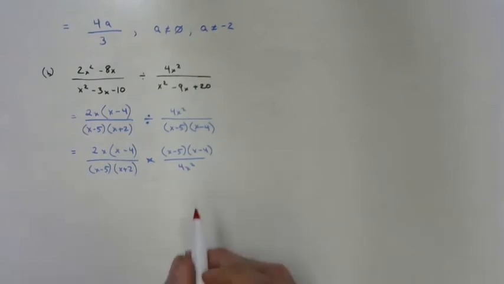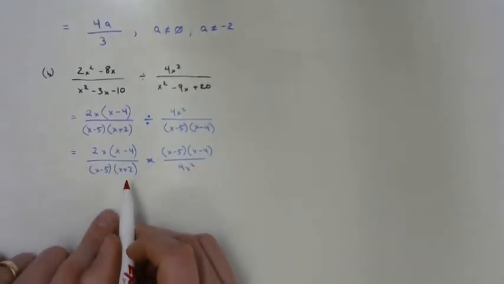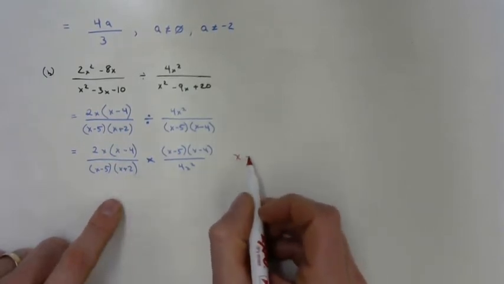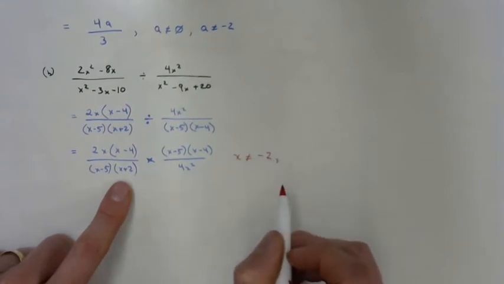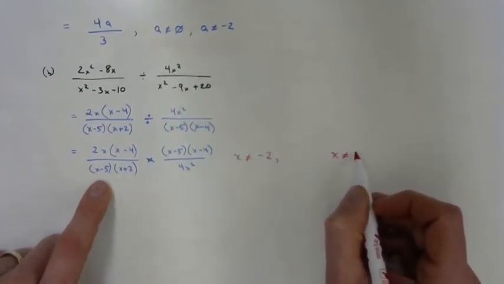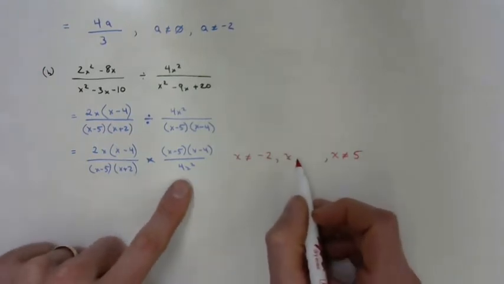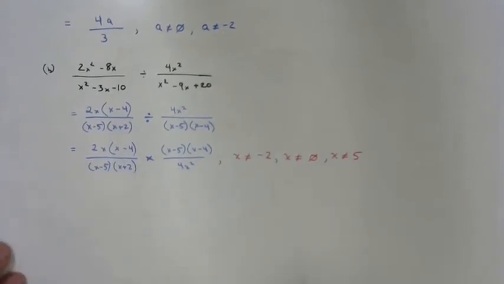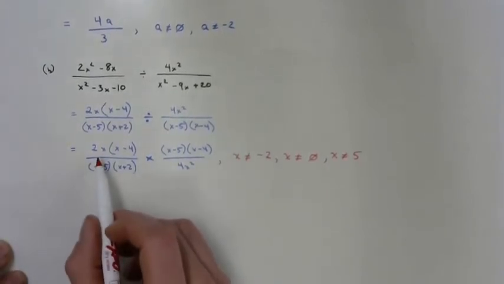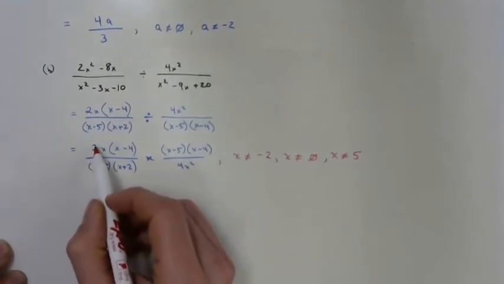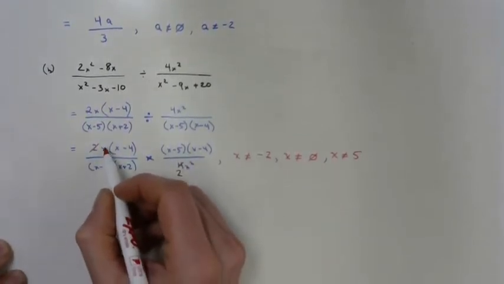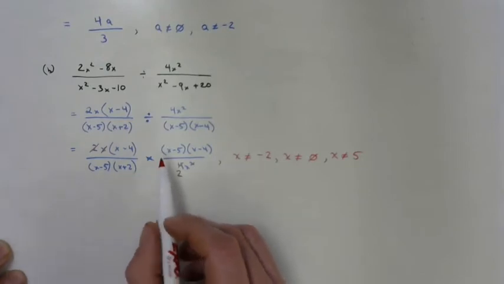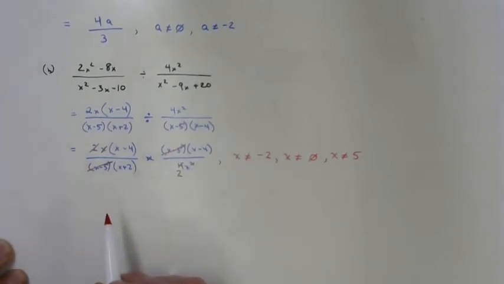So now we're going to look at restrictions first. Restrictions come from the denominator. What are they? X cannot be 5. X can't be -2. And over here, x can't be 0. Now I can start doing my canceling. I'm looking for a factor of 2 in the numerator and denominator. Yep, that makes this 2. Factor of x. Yep, that makes this just x to the power of 1. What else? X minus 5 in the numerator and the denominator.